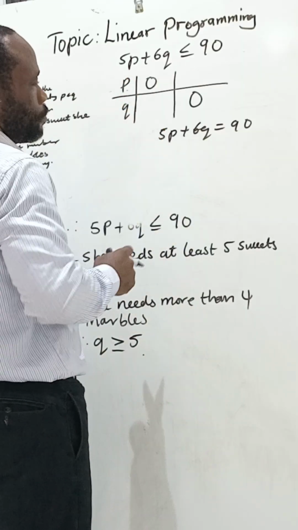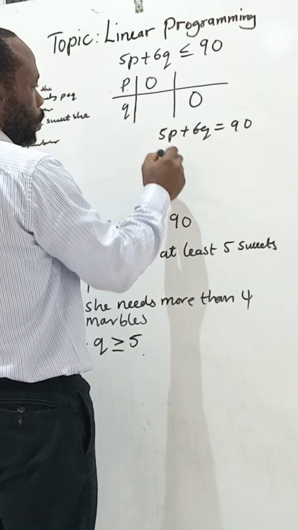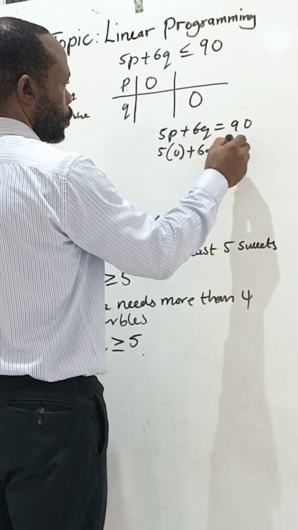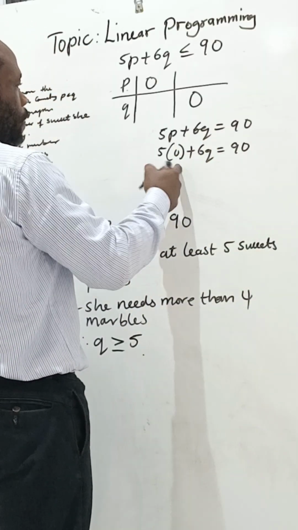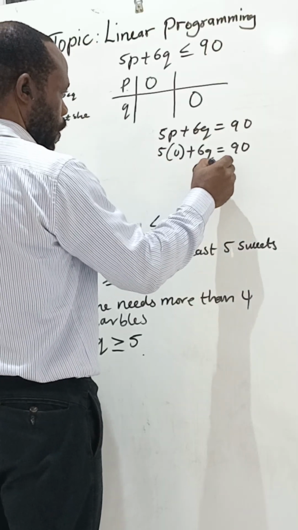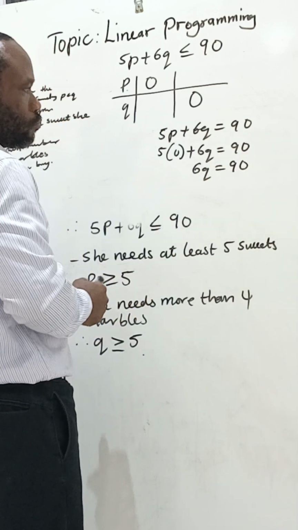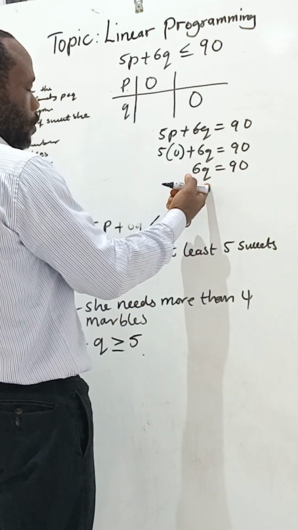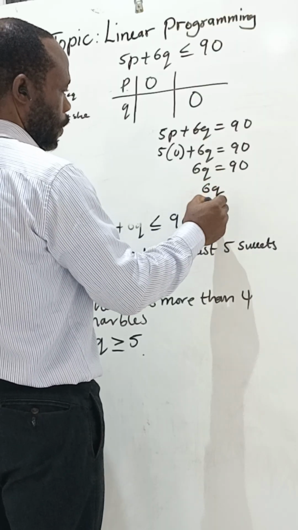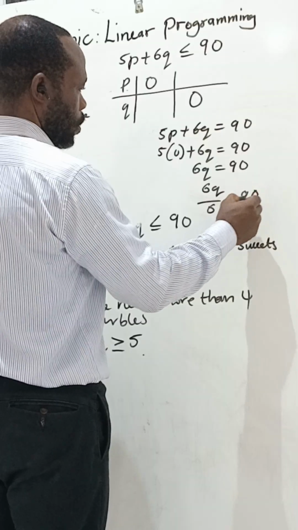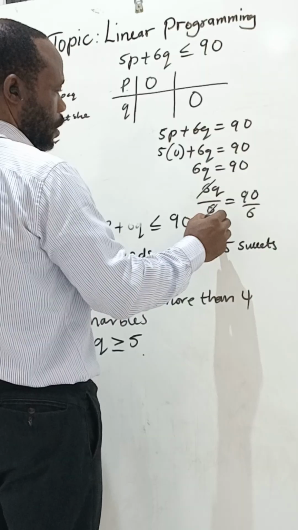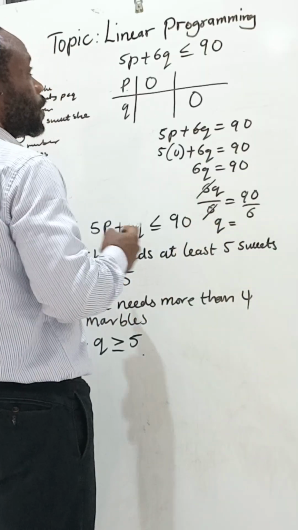So when p is equal to 0, this becomes 5 multiplied by 0 plus 6q is equal to 90. 5 times 0 is 0, so everything here will become 0. Therefore, we have 6q is equal to 90. To get the value of q, we are going to divide both sides by 6. This becomes 6q over 6 is equal to 90 over 6. 6 will cancel out 6. Therefore, q is equal to 90 over 6.